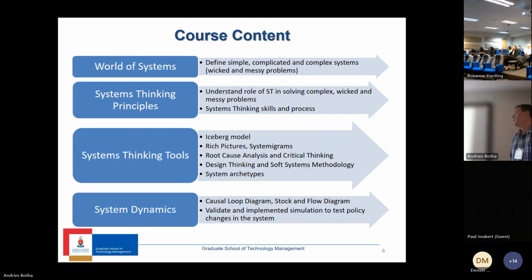So if I, at a high level, look at the course content, firstly, of course, you start with systems, defining systems. What is a system? How do you look at systems around you, looking at the elements and the interactions, to understand how systems work. This is roughly the same as what we do in systems engineering as well.